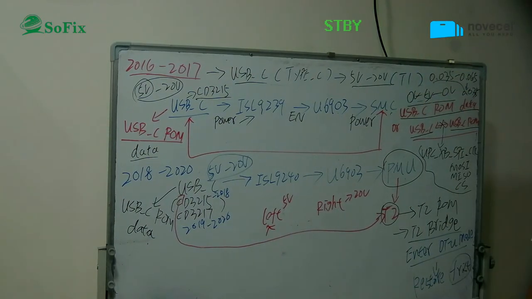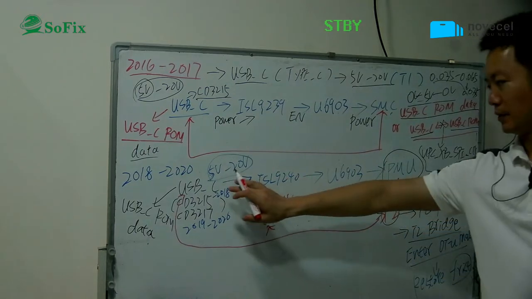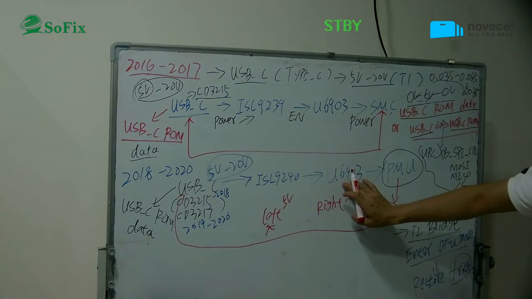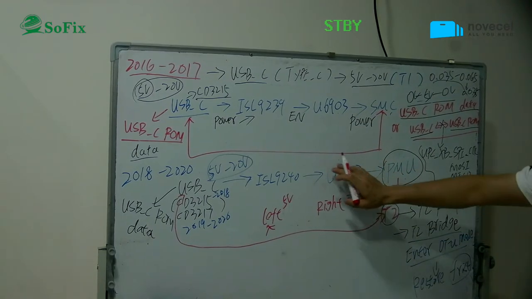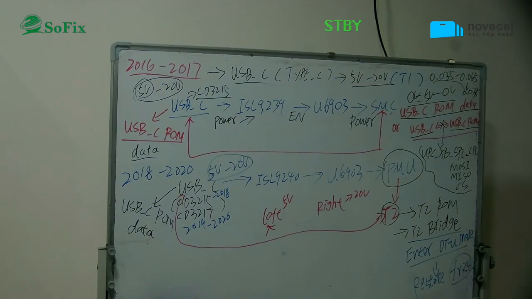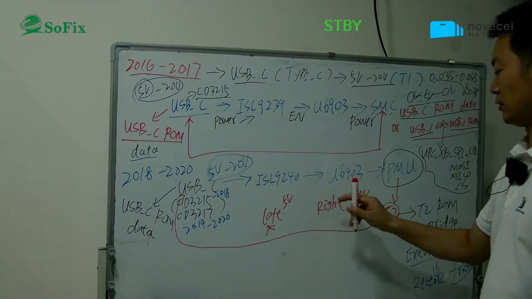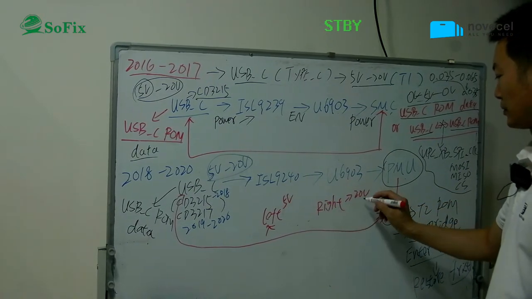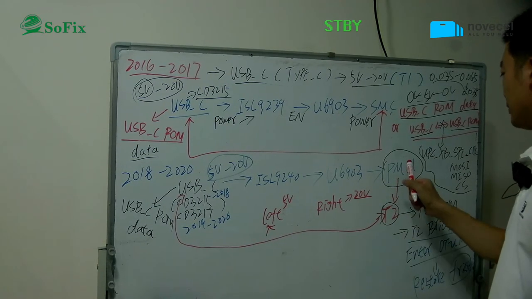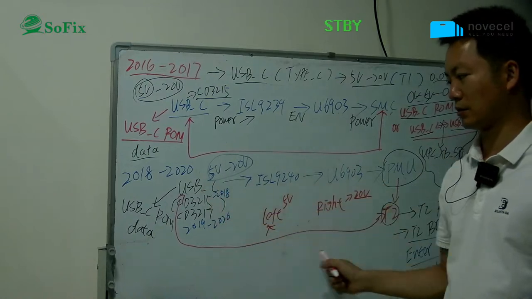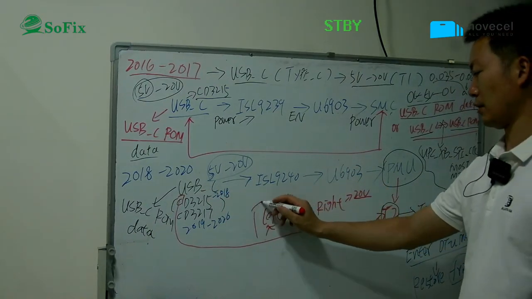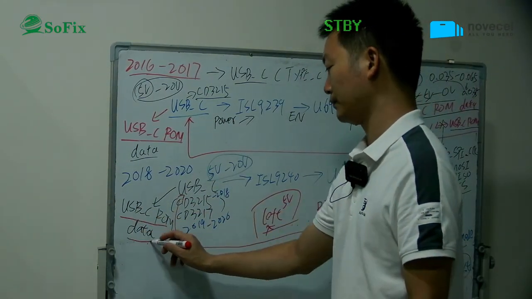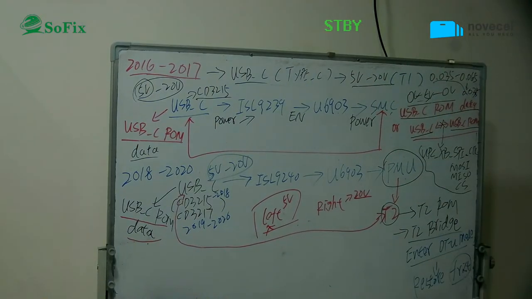So the main USB-C working connection, the charger IC, this 903 and also the PMU T2, all the working connection is normal. You connect the right side, only 5 volts. But now when you connect the right side, you can boost to 10 volts. So the T2, PMU, this IC and this IC working connection is normal. Just the problem is the left side, the USB-C chip or the USB-C ROM data. Okay, understand?